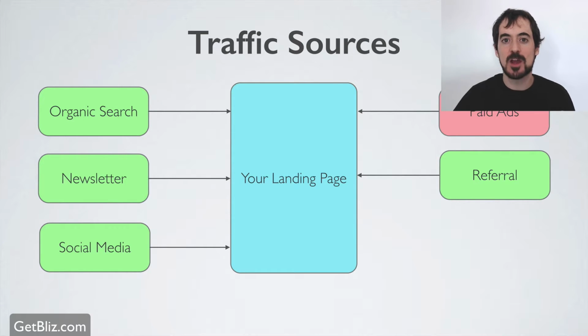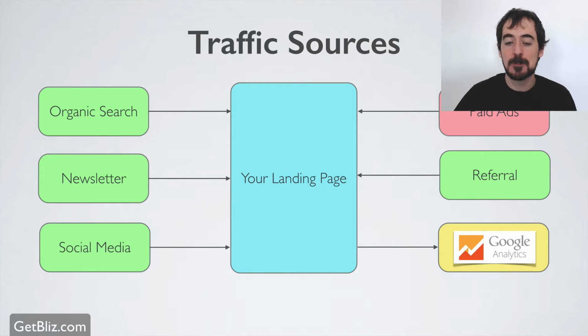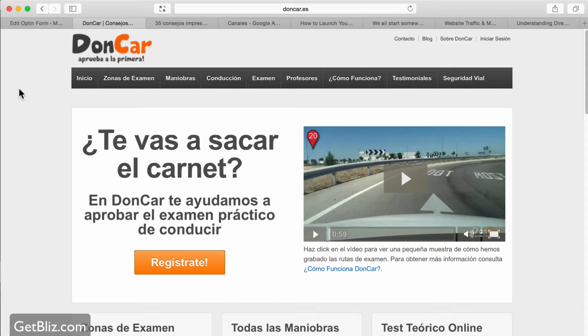Now, it's very important that you always track everything you can about where your traffic comes from and what your visitors are doing on your website, and the best way is with Google Analytics, which is a free tool from Google. And I'm going to show you now real quick how Google Analytics looks for one of my products. The product is called doncar.es. It's a website in Spain that allows people to pass the driving exam. Well, we help them pass the driving exam because we cannot replace real driving classes.